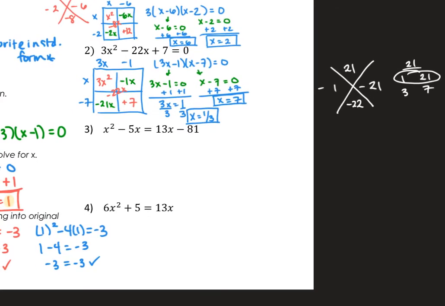All right, number 3, I have x squared minus 5x equals 13x minus 81. So in order to solve this, we need one side to equal 0. It's easiest to move things to the x squared side because we want to keep our x squared positive. So I'm going to subtract 13x and add 81. So I got to do the opposite.